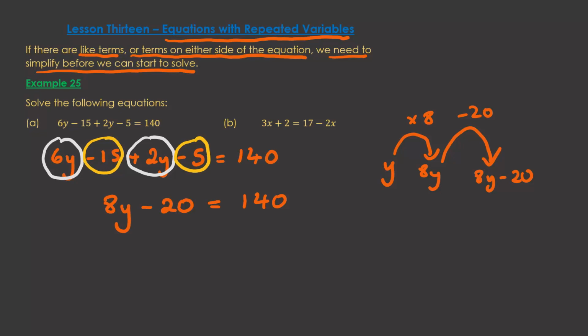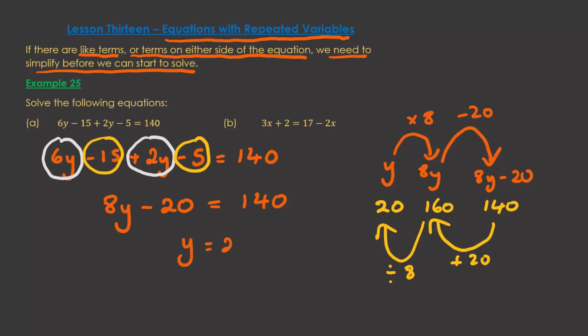Working back in the other direction, starting with the 140, I'm going to add 20 to that, which gives me 160. And then I'm going to divide by 8, which gives me 20. And so we can say that y is equal to 20. Now when I come to part B, I'm going to solve that entirely using a balance.